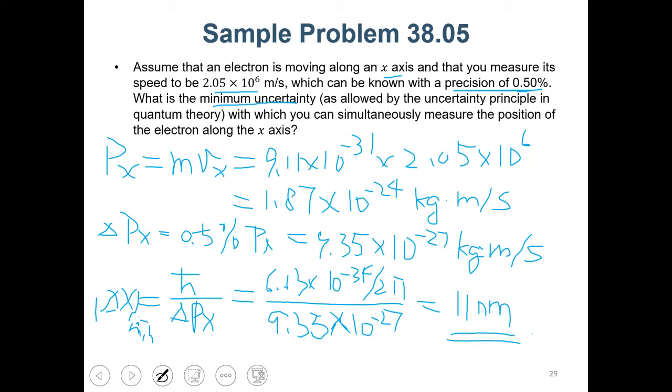So actually the uncertainty for an electron is around 11 nanometer. So if you get a precision which has a larger error in momentum, then delta x can be smaller. And if you get the momentum even more accurate, then the error for delta x will be larger.